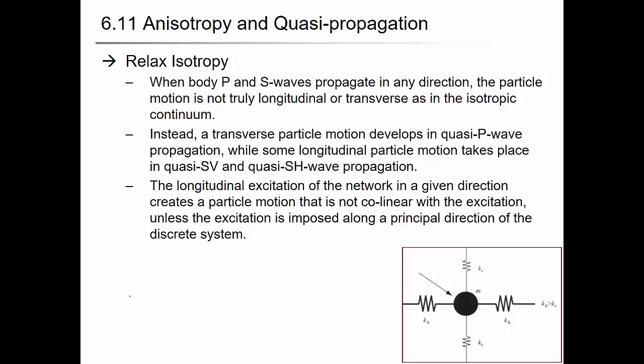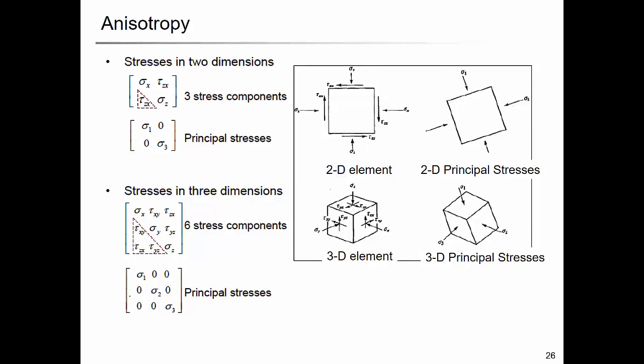So now we're going to relax the isotropy. So far we have seen elastic wave propagation in isotropic material. In the 2D element, we have shear stress components and the axial stresses, sigma x and sigma y, right? And in the 3D element, we have sigma x, sigma y, sigma z, and tau xy, tau yz, and tau xz, right? So we have 6 components.